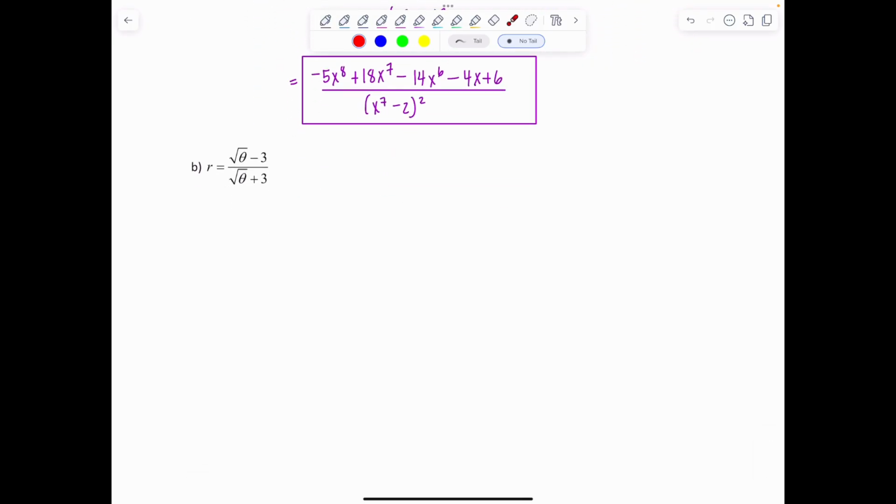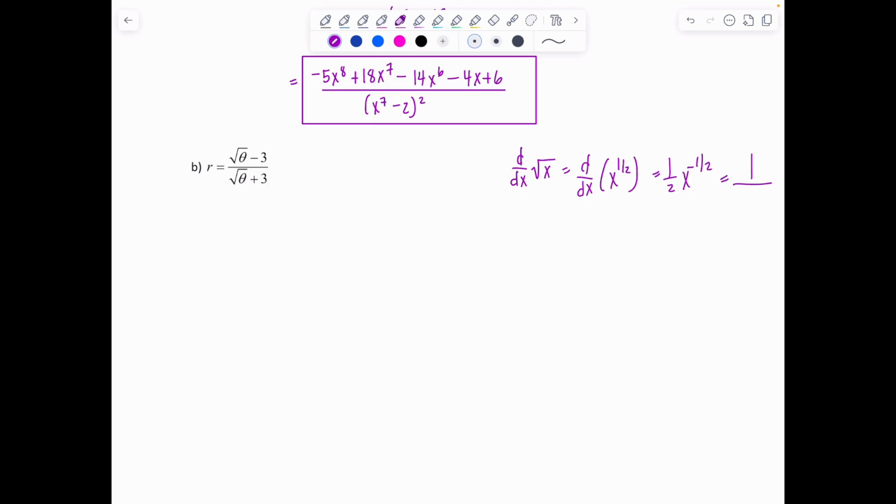Okay, r equals square root of theta minus 3 over square root of theta plus 3. I'm going to teach you a shortcut. When you take the derivative of the square root of x, remember you're taking the derivative. If you do it the long way, you write it as x to the 1/2, then you bring the 1/2 down front, you have x to the negative 1/2, and then when you clean it up, it's 1 over 2 rad x. I think later in the next unit, you're going to learn the chain rule, and I'll teach you a shortcut when you have to do chain rule with square roots, and it's helpful.